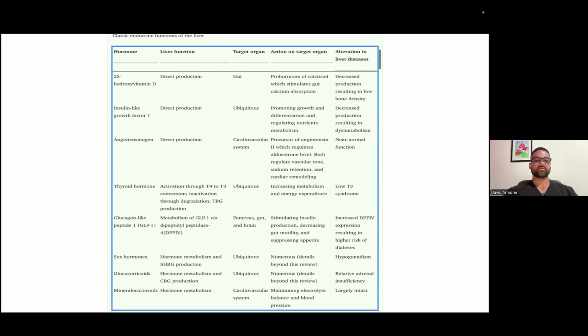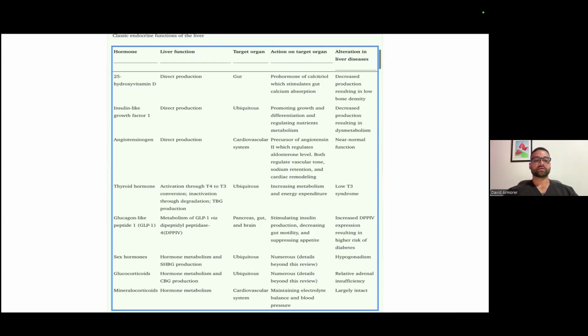Then you have your thyroid hormone, which the liver activates through T4 to T3 conversion, and it also inactivates it through degradation, and it also has effects through thyroid globulin production. This has widespread effects throughout the body by increasing metabolism and energy expenditure. When the liver is damaged or there's liver pathology, there's low T3 syndrome.